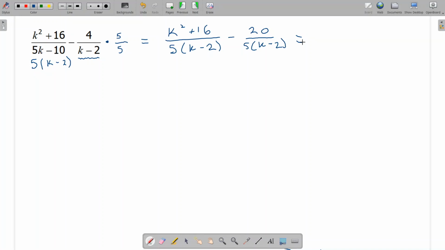Okay, once I have it to the step though, I can go ahead and I can combine by subtracting in this case. So we would get k squared minus 4 over 5 times k minus 2. Okay, I notice that my numerator is a difference of squares.